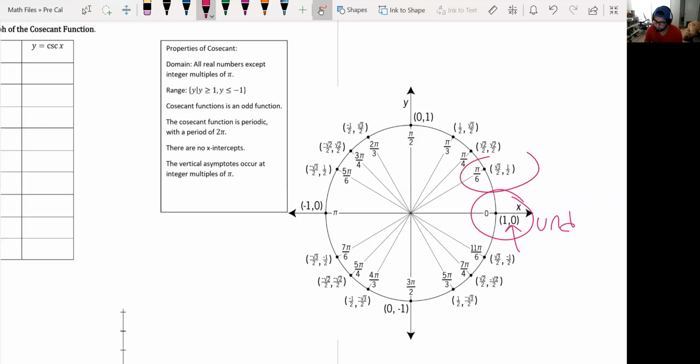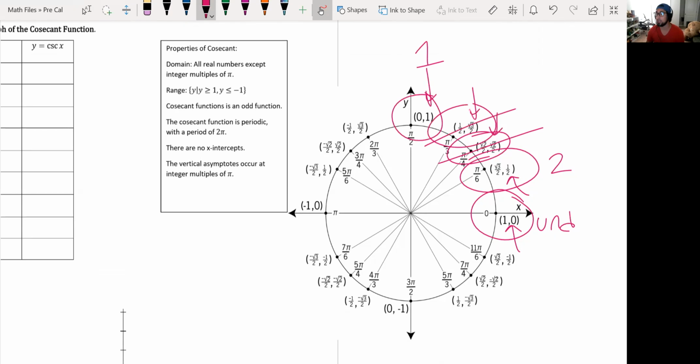Okay, let's move over to pi over 6. Look at the y coordinate there, 1/2. What is the reciprocal of 1/2? 2. We can use that. That's perfect. Then pi over 4. Look at that y value, square root of 2 over 2. Do we want to graph the reciprocal of that one? Not at all. You're out. Look at pi over 3. Do you want to graph the reciprocal of square root of 3 over 2? No. You're out. Look at pi over 2. What is the reciprocal of 1?